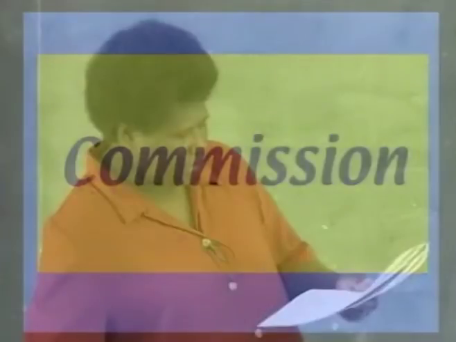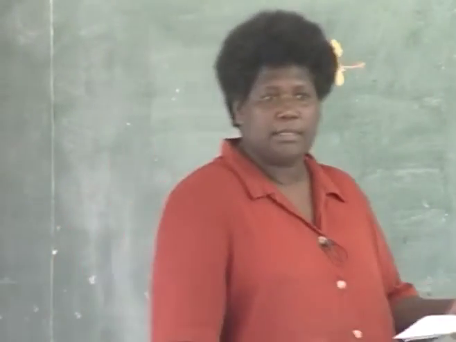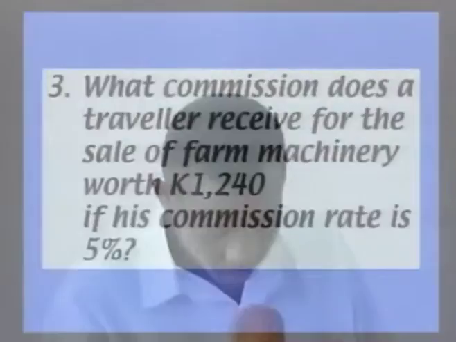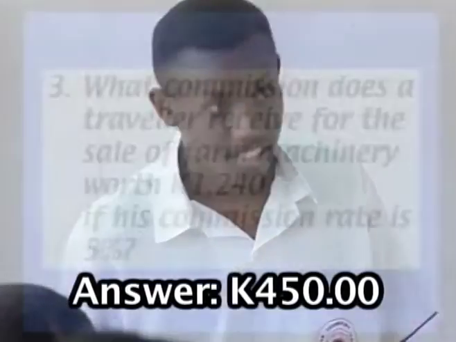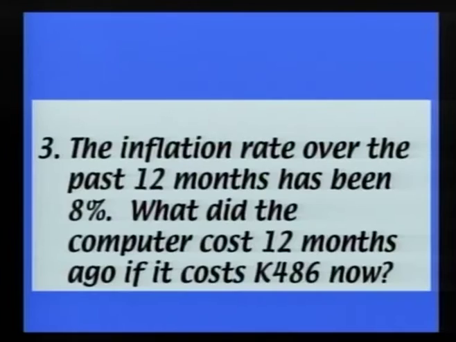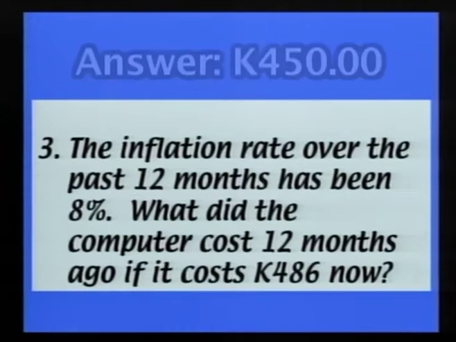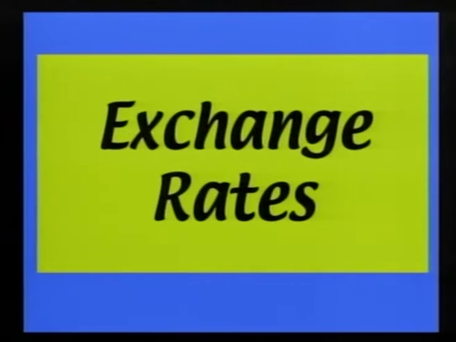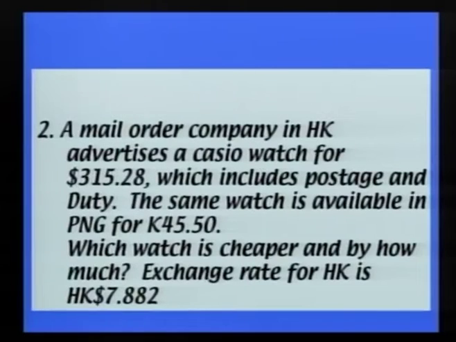All right, on commission, number 3, I think, yes. Patrick? 62 kina. 62 kina is correct. Next one on inflation, number 3. Esther? 450 kina. 450 kina is correct. Margaret, on exchange rates, number 2.